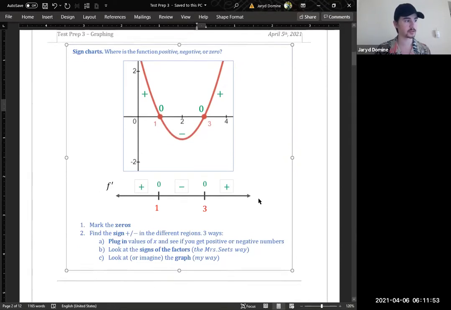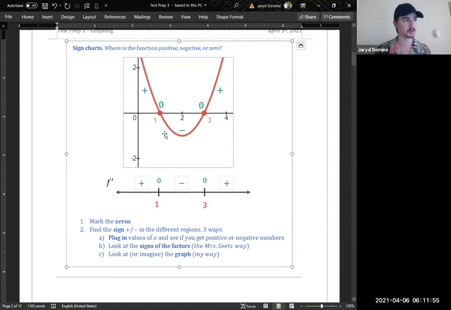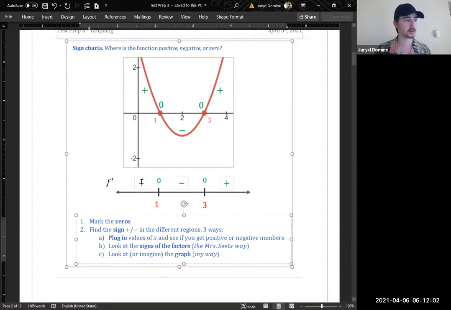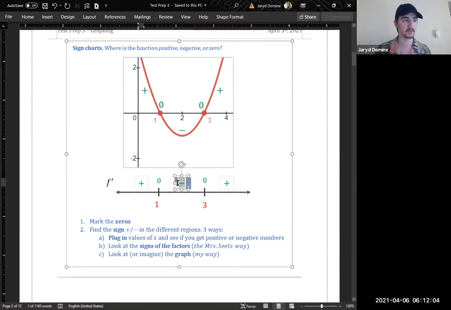Okay, so there's really just 2 steps here. First one is to mark the zeros. So you find where it's equal to 0, and then make these little tick marks. And the second step is to figure out if it's positive or negative in each one of these intervals. Okay, so in between these zeros.